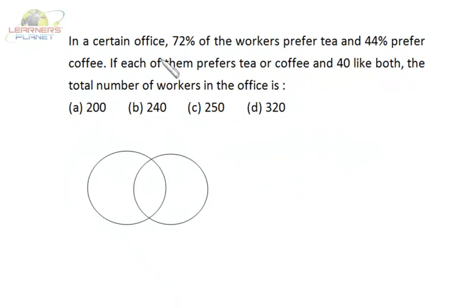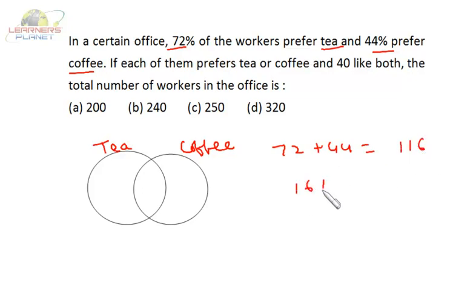Now friends, in a certain office, 72% of the workers prefer tea and 44% prefer coffee. Let this circle be of tea and this circle be of coffee. If each of them prefers tea or coffee and 40 like both, then the total number of workers in the office is? The total is more than 100. So 72 plus 44 is 116. That means 16% people like both, and 16% is actually 40.